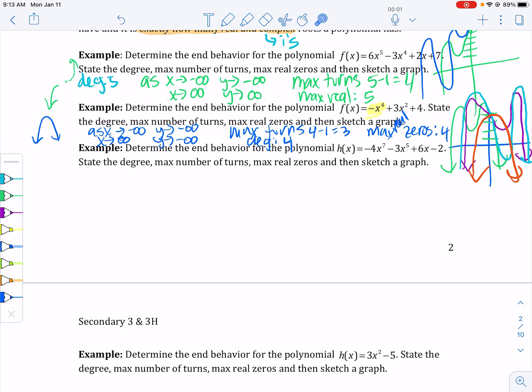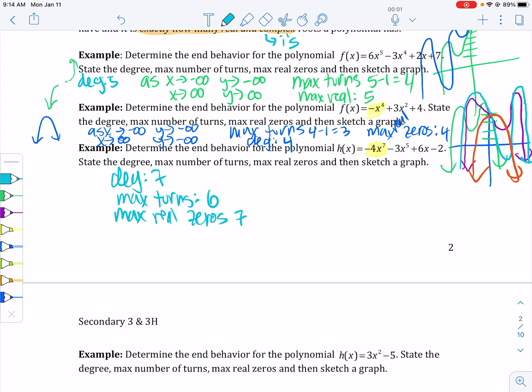Again, there's only one actual graph for this, but just based on the information that we know so far, this is what we have. Okay, determine the end behavior for the polynomial negative 4x to the 7th minus 3x to the 5th plus 6x minus 2. Okay, so if we look at our leading coefficient and our degree is 7, which means that our max number of turns is 1 less, which is 6. Our max real zeros is the degree, which is 7.